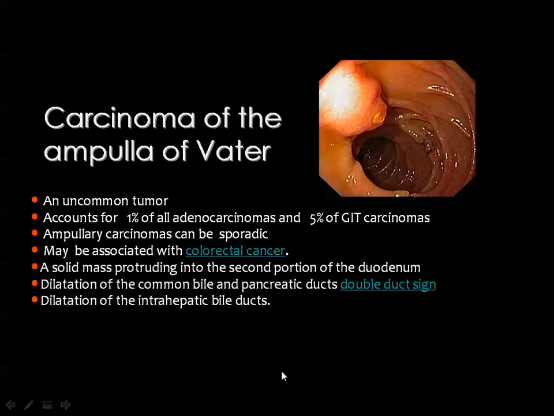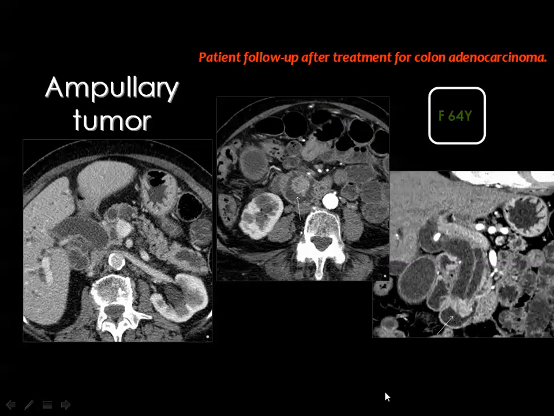This is the solid mass protruding into the second part of the duodenum, centered to the region of the ampulla of Vater. Then you have dilatation of the pancreatic duct as well as the common bile duct. If you try to locate this ampullary cancer, it's hard to see this carcinoma by imaging, but this is a case obtained from the literature, and you see dilated intrahepatic biliary radicals. The common bile duct is markedly dilated, and also the pancreatic duct is dilated.